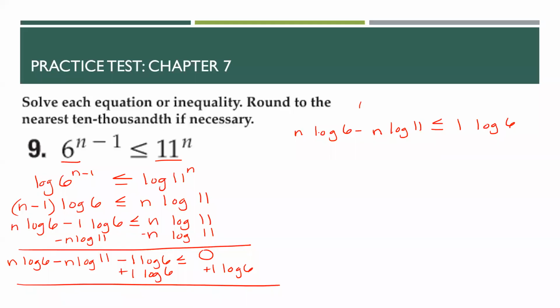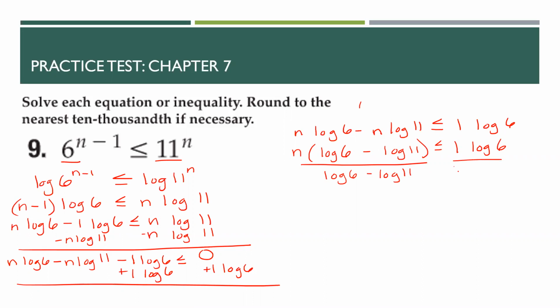Okay, so then what we're going to do is factor out the n here. So we have n times the difference between log of 6 minus log of 11 is less than or equal to 1 log of 6. So now, again, we're trying to isolate n. So I'm going to divide both sides by log of 6 minus log of 11. So n is going to be less than or equal to 1 times log of 6 over log of 6 minus log of 11.